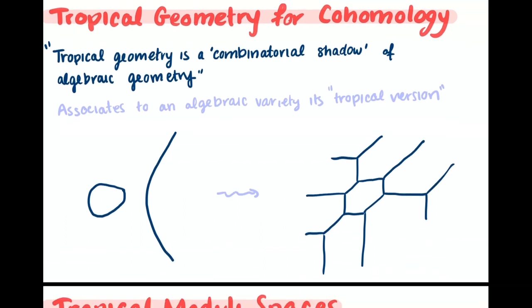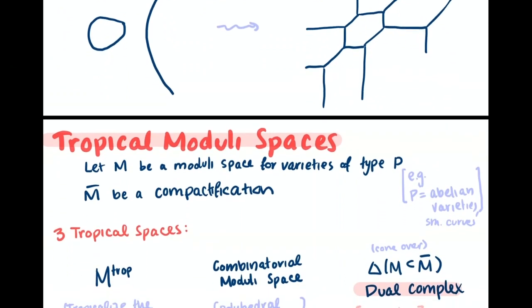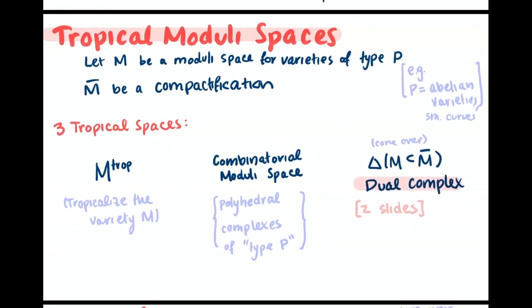Okay, so that's tropical geometry. Now let me talk a little bit about moduli spaces, tropical moduli spaces. In the beginning I said that a moduli space was a space whose points are in bijection with isomorphism classes of some object you're interested in. So what is a tropical moduli space?